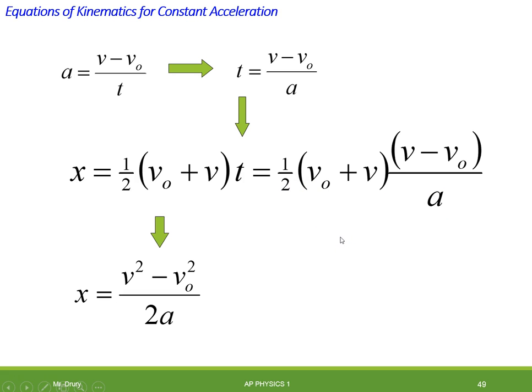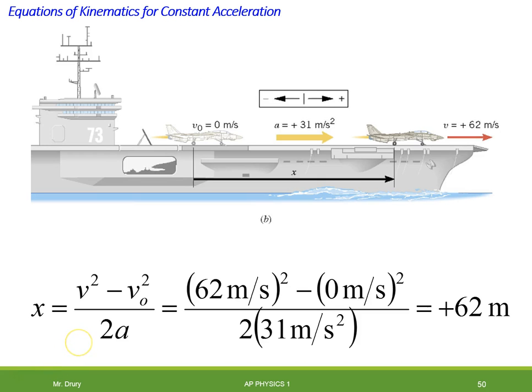And a lot of times it's not written that way. It's written this way. All right, so now we can solve our initial problem. We take the final speed of 62 meters per second, square it, minus the initial speed of 0 meters per second, square it, divide it by 2 times the acceleration, and we end up with 62 meters.